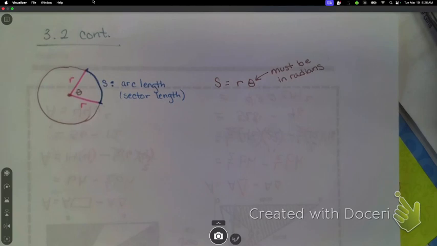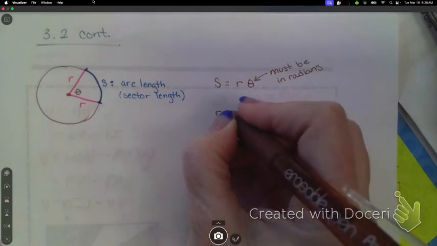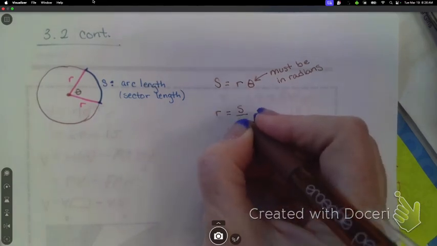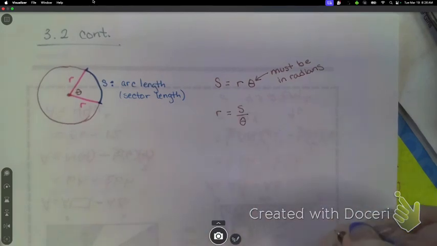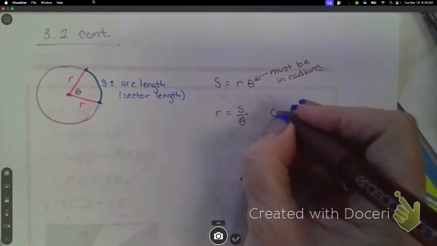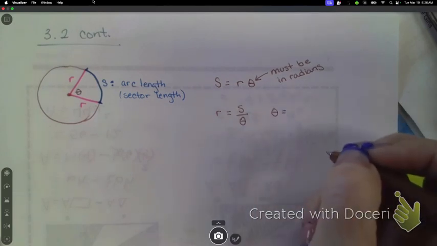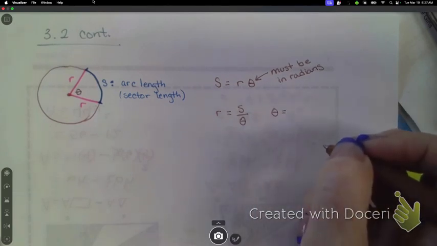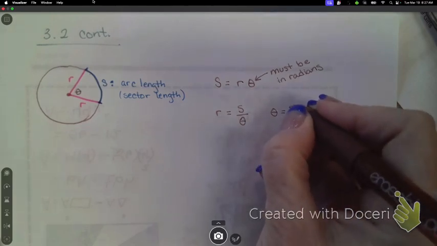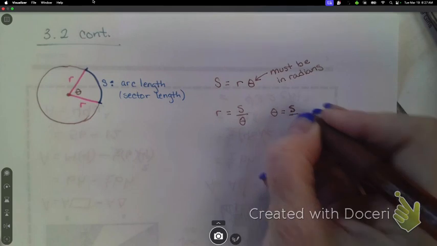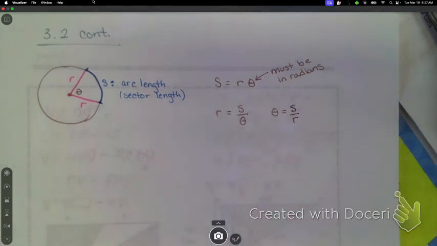With that formula, S equals R theta, could you find R? What would R equal? S over theta. Theta still has to be in radians. What would theta equal? S over R. And our answer would be an angle in what measure? If it has to be in radians to go in, it's going to come out in radians. That angle is in radians.